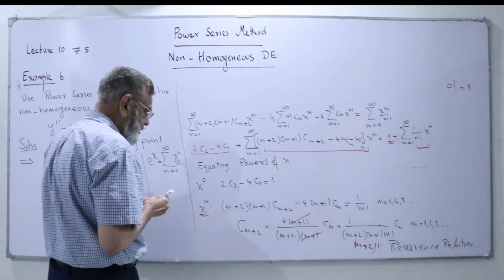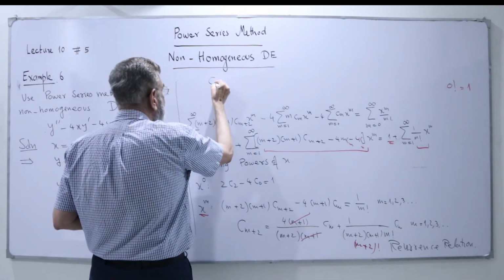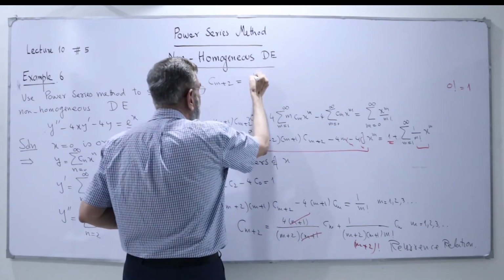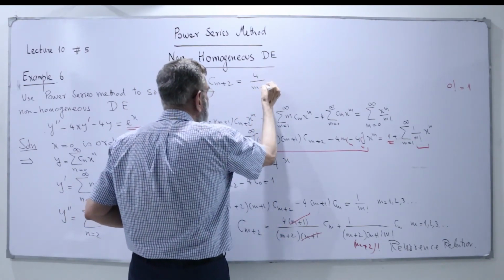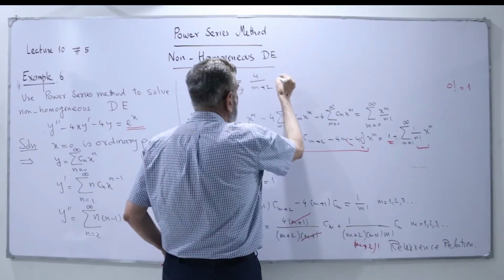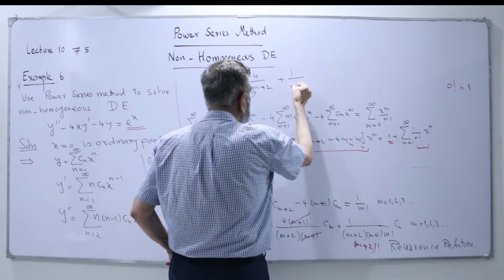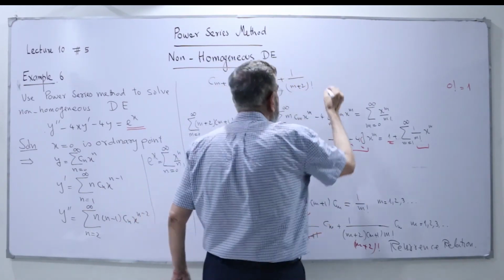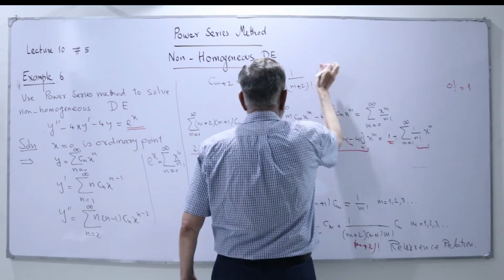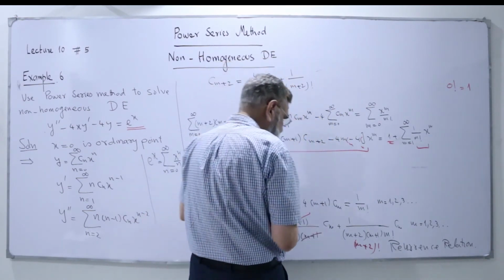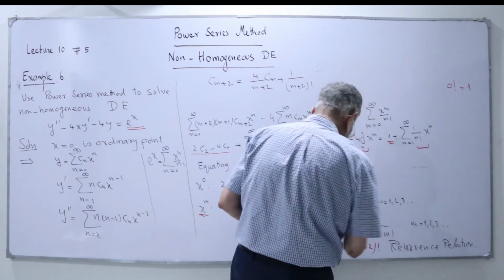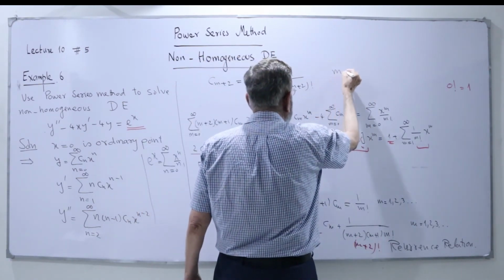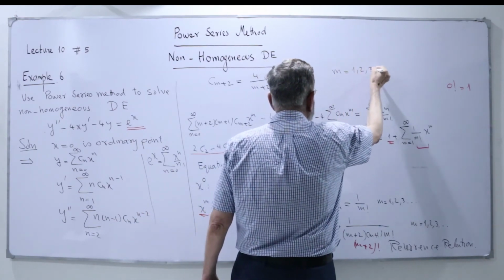So we can write my recursion relation as c m plus 2 is equal to 4 over m plus 2, and then plus 1 over m plus 2 factorial. Here there is no c m on this one, and m takes values 1, 2, 3 and so on.